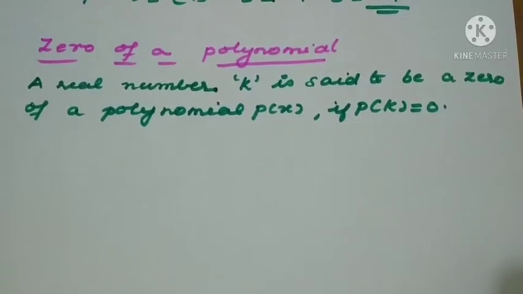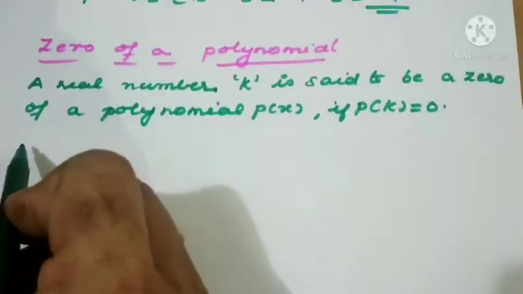Next topic is zero of a polynomial. A real number k is said to be a zero of a polynomial p(x) if p(k) = 0. What is the meaning of this one? A real number k is said to be a zero of a polynomial p(x) if p(k) = 0. The previous example only, let me take, that is p(x) = x square minus 3x minus 4.